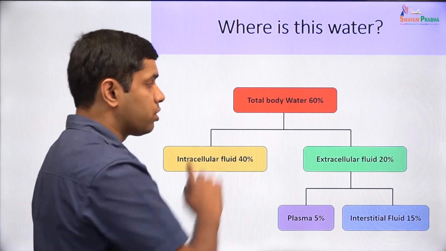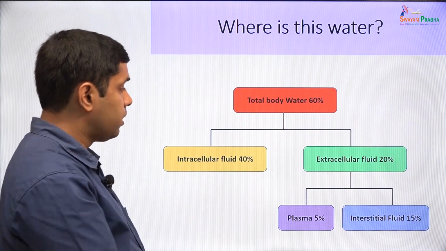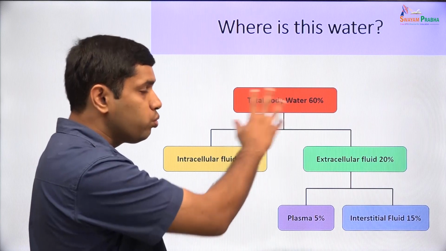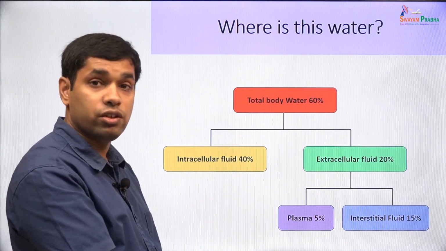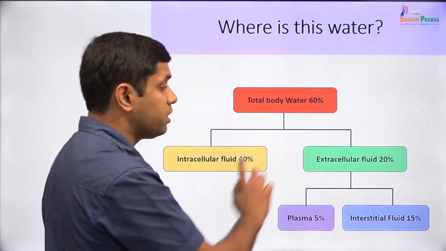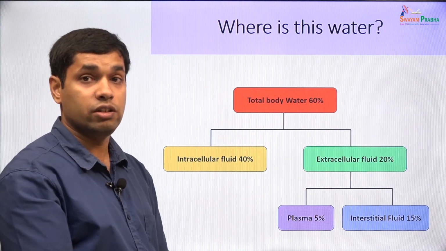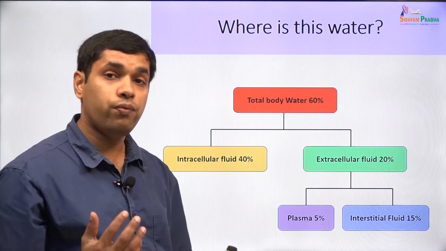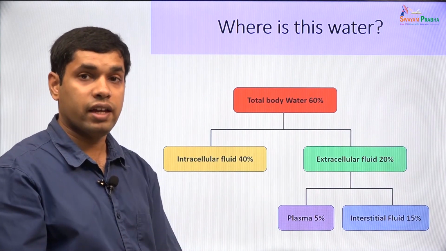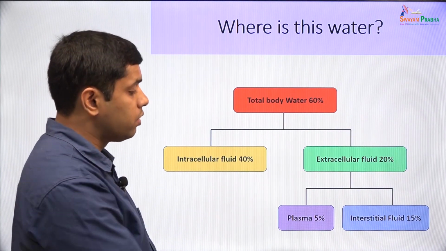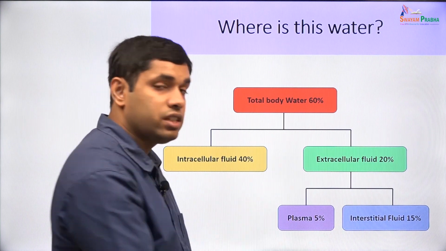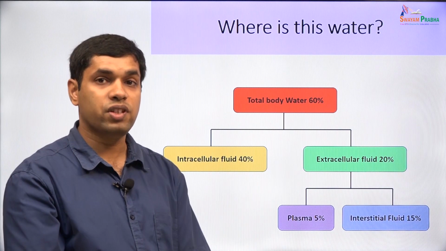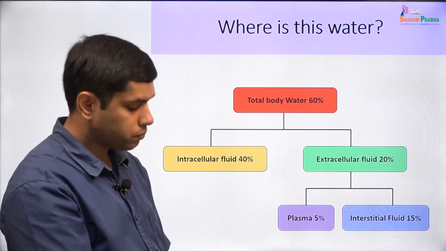Let us look at the proportions. We said total body water is 60% of body weight. The intracellular fluid is actually 2/3 of this. So, 40% of the body weight is the intracellular fluid, and 20% of the body weight is the extracellular fluid. So, there is more fluid within the cells than outside the cells. Out of this, plasma is 5% of body weight and the interstitial fluid is about 15% of body weight.